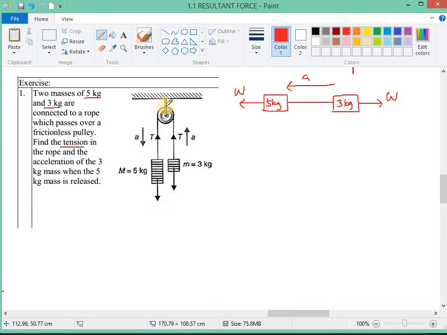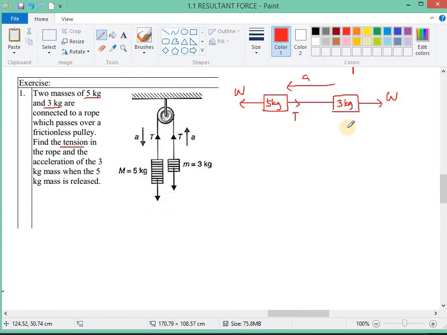This tension is the same. Tension along a rope is all the same. So if we look from the 5 kilogram perspective, this is the weight, which is the gravity pull on the 5 kilogram, and there is a tension in the opposite direction because the 3 kilogram also has weight. So the weight of the 3 kilogram pulls and produces a tension here that works against the 5 kilogram. That is from the perspective of the 5 kilogram.